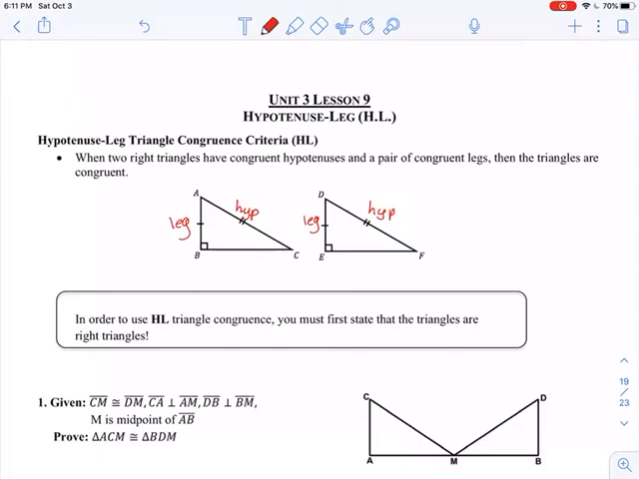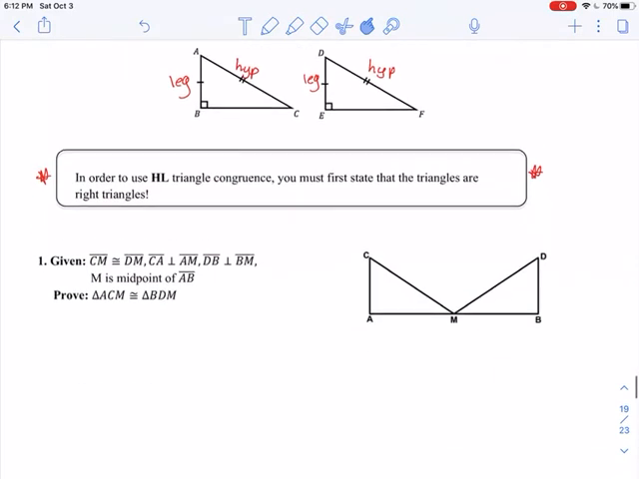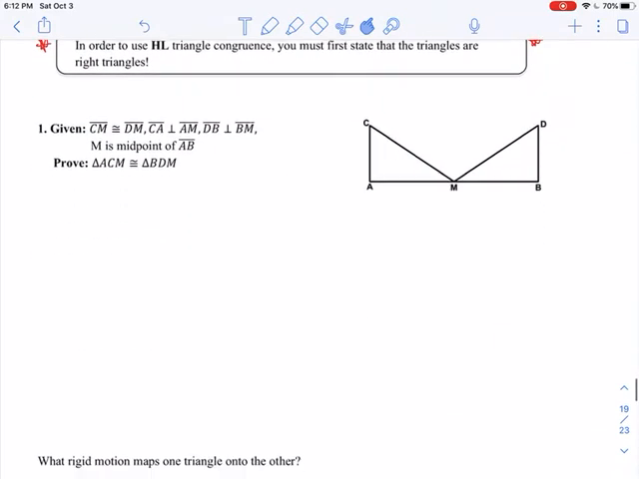The important thing that people forget all the time is in order to use hypotenuse leg, you must first state that the triangles are right triangles. So this is important. This is what people forget. Now, if you forget it, it's not the end of the world, but it's usually a point or two that you would lose. So hypotenuse leg only applies to right triangles, and you have to first say that they are right triangles. So let's try that out in a proof right here.